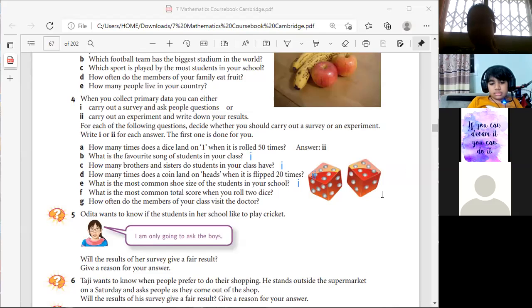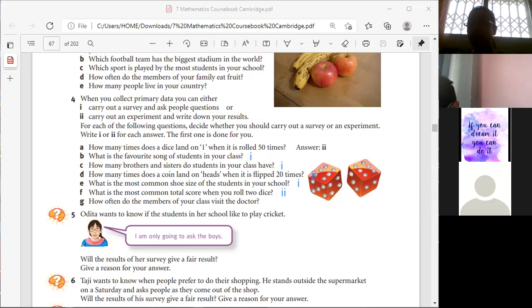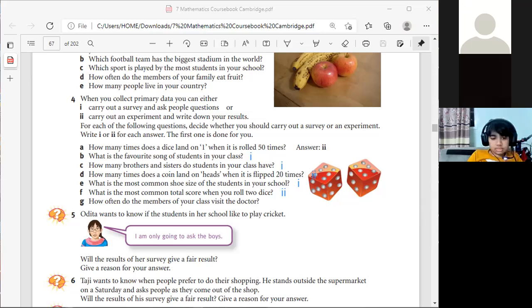Ma'am, the question is F. Yes. Which question, ma'am? Shamila, you're answering F? Ma'am, I'll answer F. Okay, Tabish, tell me. Ma'am, the F answer is the second one. What is the F answer? Ma'am, 2. The second one. What is a common total score when you roll 2 dice? Again, you will have to do the experiment. Shamila, are you in class, beta?